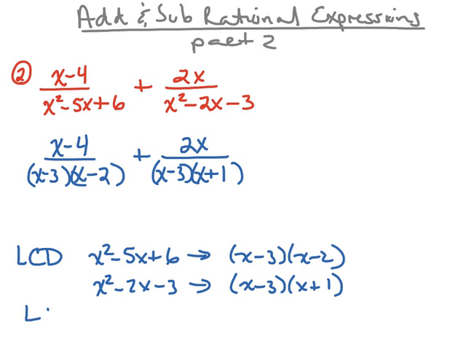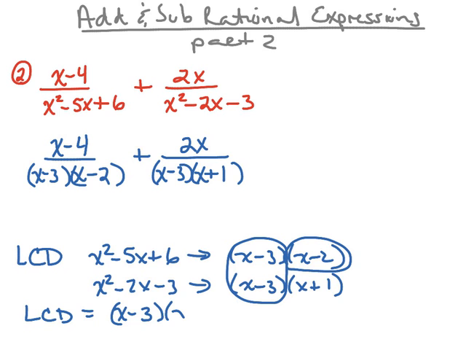Now, the least common denominator. We notice that we have some like factors, x minus 3, so that's going to be part of my least common denominator. However, we also need to include x minus 2 and x plus 1 as part of that least common denominator. So all three of these factors are what I'm calling my least common denominator.